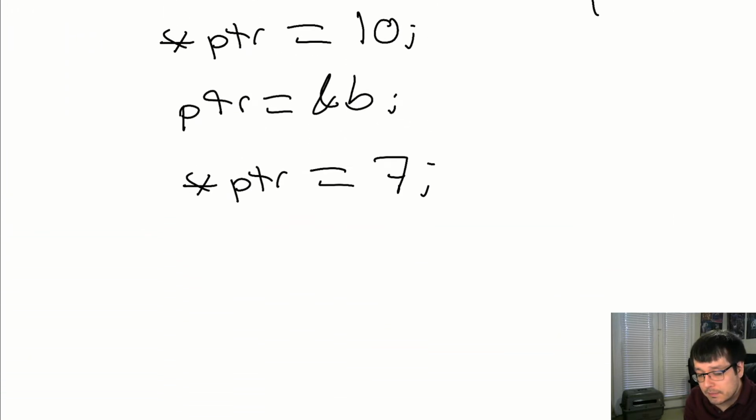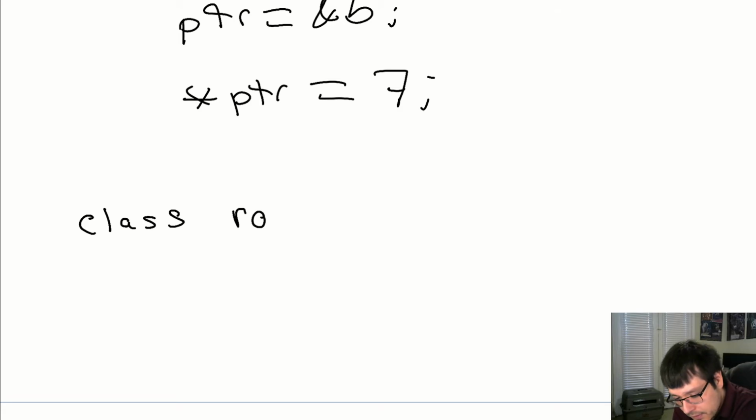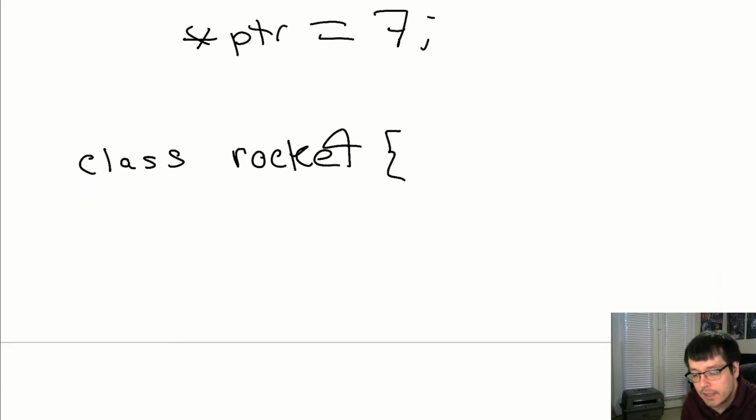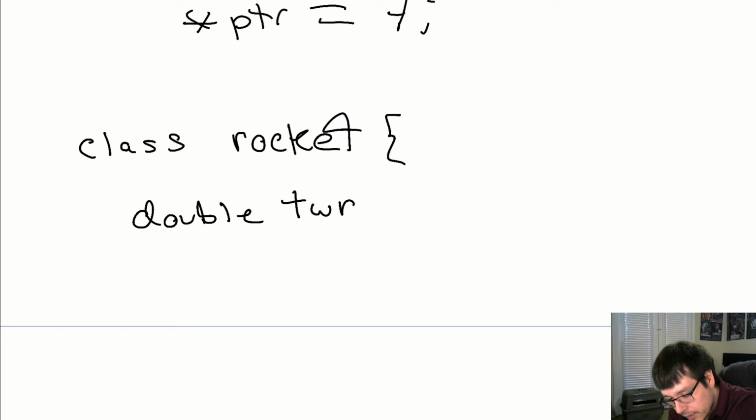Okay, before I show you dynamic allocation, I would like to show you how to use pointers for classes. Since we learned classes, might as well learn more about pointers now. So let's go ahead and make a little class. We're going to say class rocket, the rocket thing that we did. In class rocket, we had the thrust to weight ratio, right? I guess it makes sense to make it a double because it's a decimal value. So let's say double thrust to weight ratio, okay?